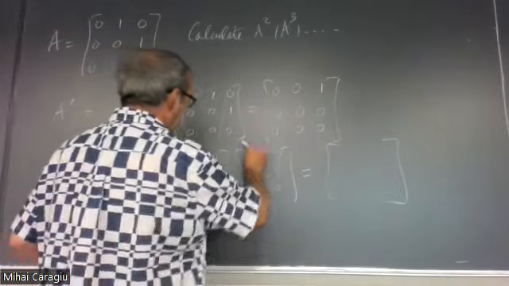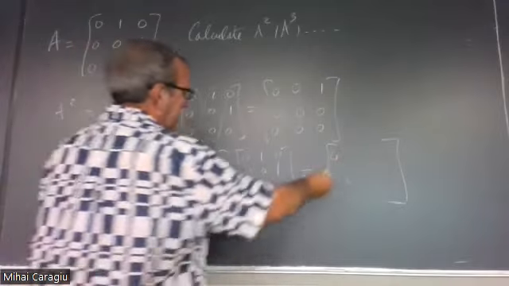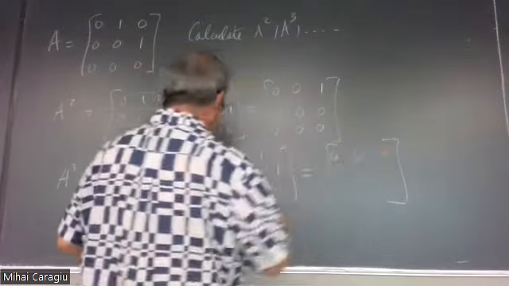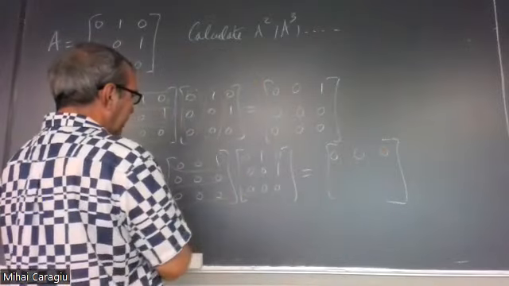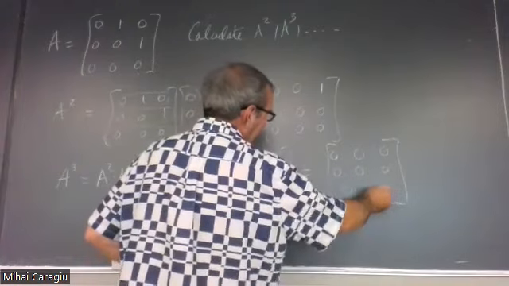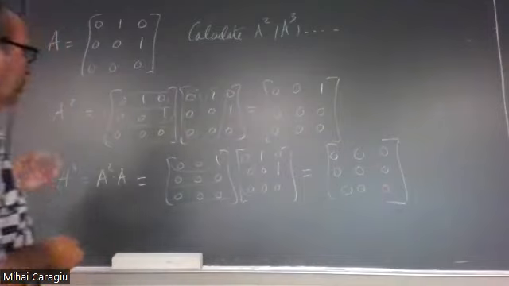First, it's 0, of course. First, second, again 0. First, third, 0. Second row and third are both 0, so no matter what we multiply with, we get zeros. So interestingly, A cubed is a null matrix.